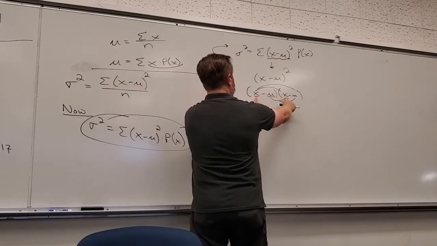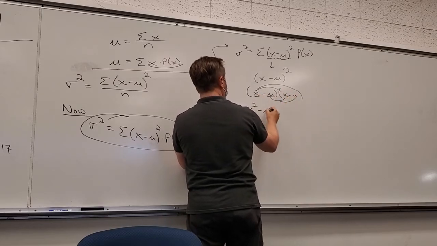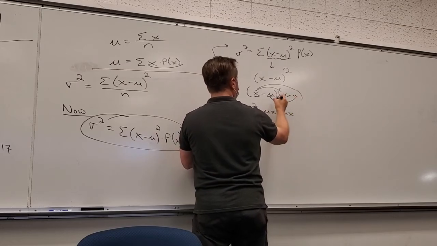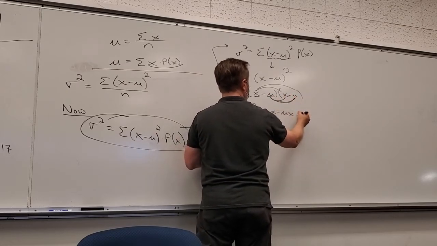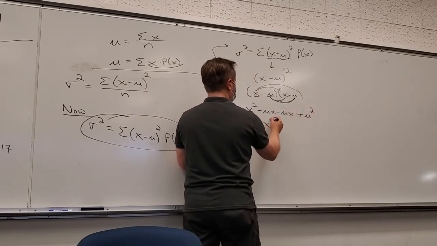So what's x times x? X squared. X times negative mu: negative x mu. Okay. And then negative mu times x, another one of these. And then negative mu times negative mu: plus mu squared. So you get this thing.